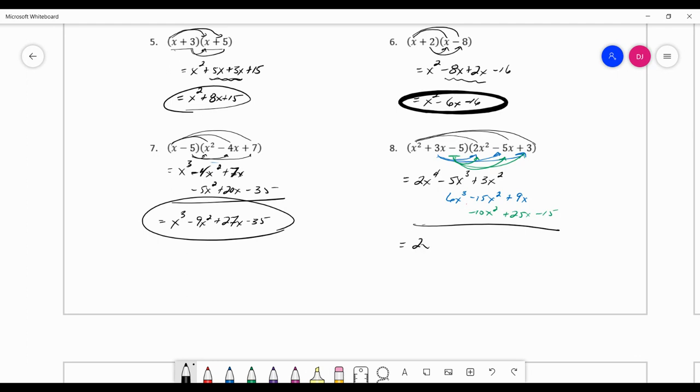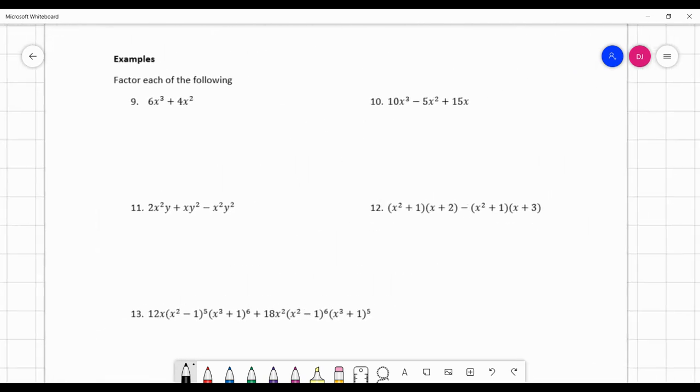So 2x to the fourth plus 1x cubed, right? Negative 5x cubed plus 6x cubed is 1x cubed. 3x squared minus 15x squared minus 10x squared is a negative 22x squared. 9x and 25x is a 34x minus 15. If I take steps like what I'm doing there to line up my like terms as I produce this, it's just a little bit simpler. I'm arranging things neatly so I have a little bit less work later on. Okay, next page.